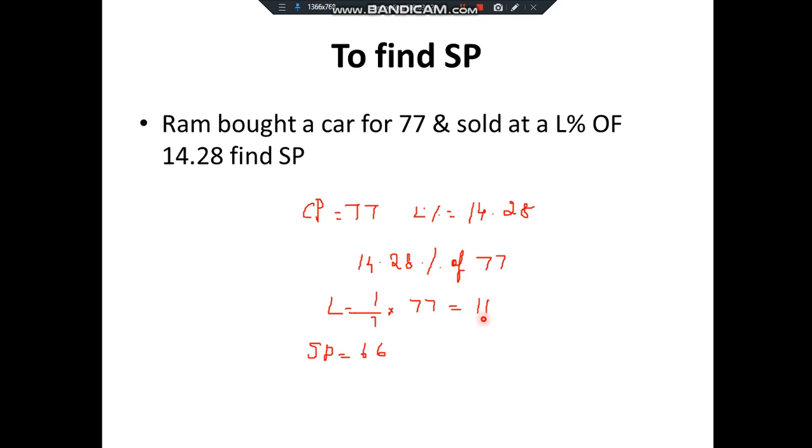Now we have to find the selling price. Selling price is nothing but cost price minus loss. Right. So 77 minus 11, which is 66. So I hope you understood how to find selling price rather than using the formula. Okay.